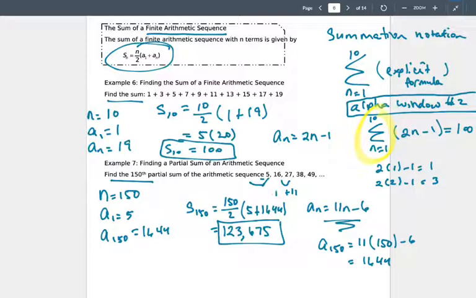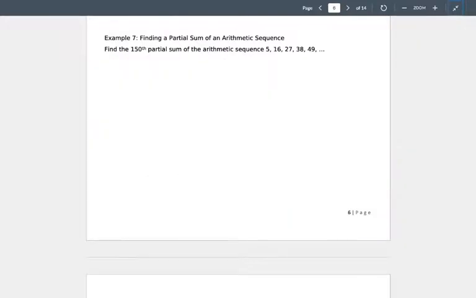All right, so one more thing real quick, just to make sure you understand what the summation's doing. If I made this say n equals, let's do n equals 5 to 8. That means I'm adding terms 5 through 8. And let's say my explicit formula is just n plus 2, something like that.